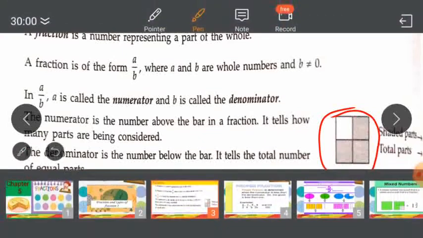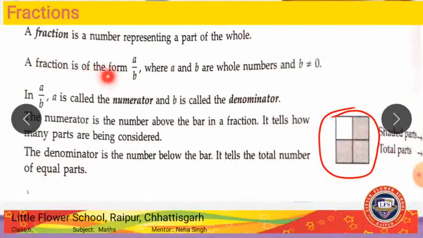So coming on to this again, a fraction is of the form a by b where a and b are whole numbers and b not equal to 0. A and b are whole numbers, right? Yes, it will be a whole number, and b, the denominator, is not 0. And see, a is called the numerator, and b is called the denominator, this we are knowing.